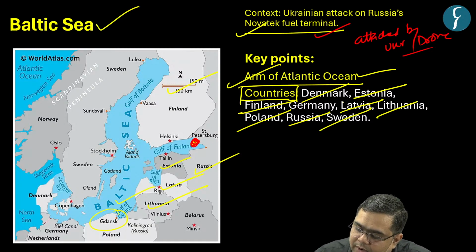How many countries do we count? 1, 2, 3, 4, 5, 6, 7, 8, 9. Total 9 countries.